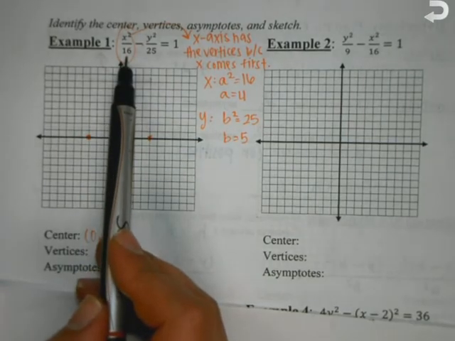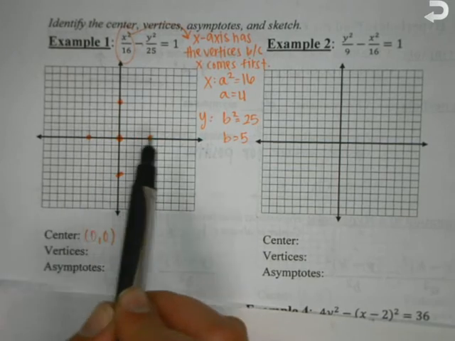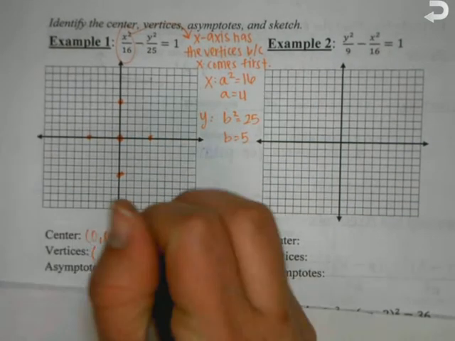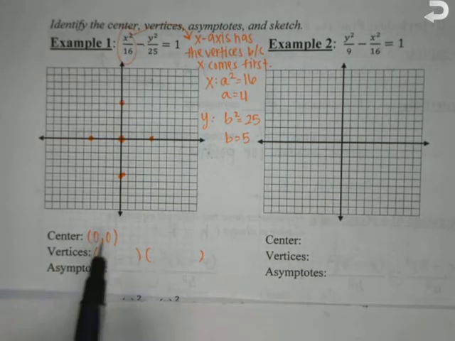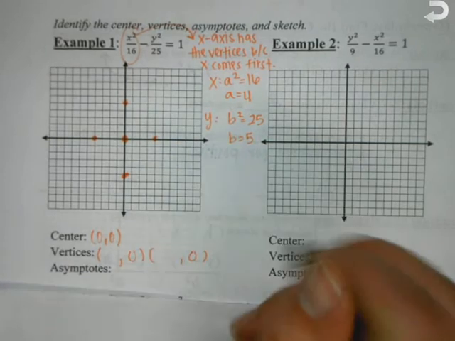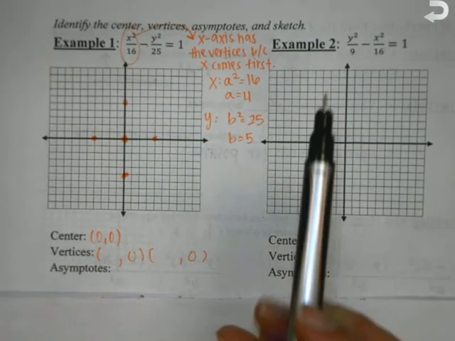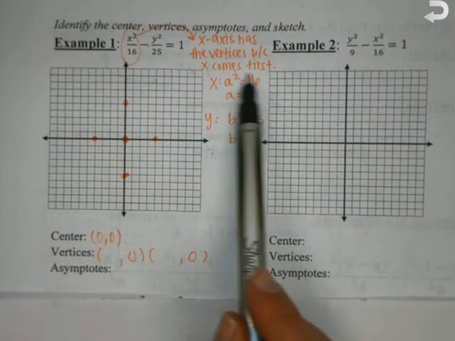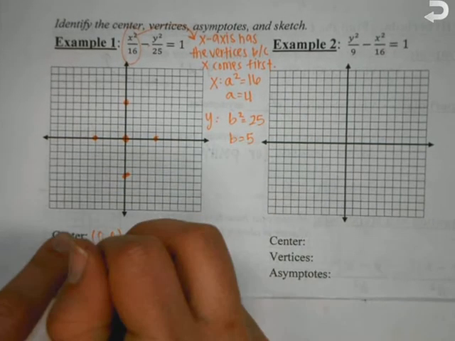So let's actually write the equations. If my vertices are on the x-axis, does the y-coordinate change? No. So let's put those in right now, 0 and 0. Okay, since we're looking at the x-axis, we have to look at a. So what's 0 plus 4? 4. What's 0 minus 4? Negative 4. There's my vertices.